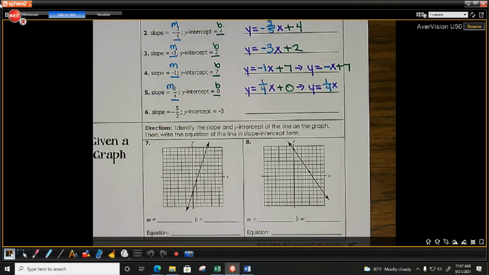So don't ever have that. Plus negative is just a minus. You never want double signs, guys. Never want double signs.